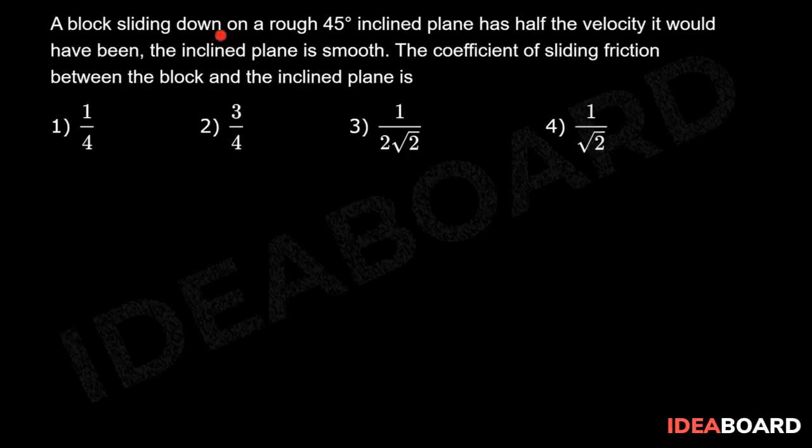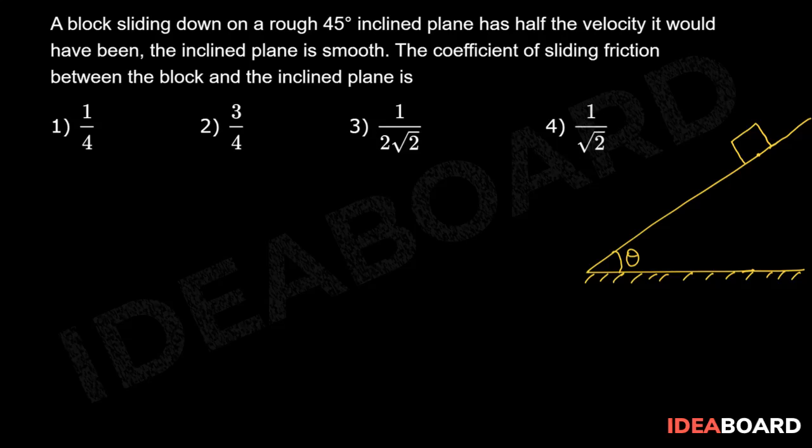A block sliding down a rough 45 degrees inclined plane has half the velocity it would have if the inclined plane were smooth. The coefficient of sliding friction between the block and the inclined plane is? This is the arrangement which was explained in the problem. Let us suppose this as a block of mass small m.